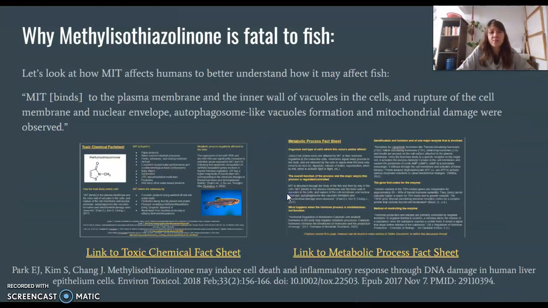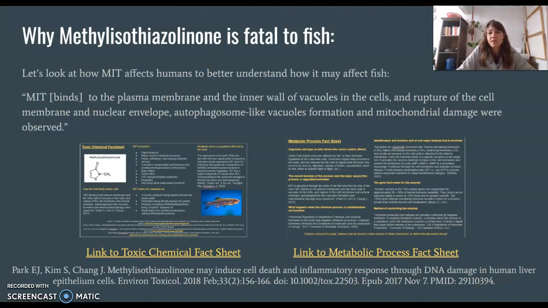So let's look at how MIT affects humans to better understand how it may affect fish. MIT binds to the plasma membrane and the inner wall of vacuoles in the cell, and essentially causes a rupture of that membrane and the nuclear envelope. So basically it renders the cell ineffective. It basically kills the cell.